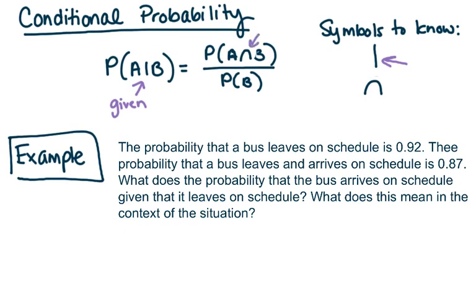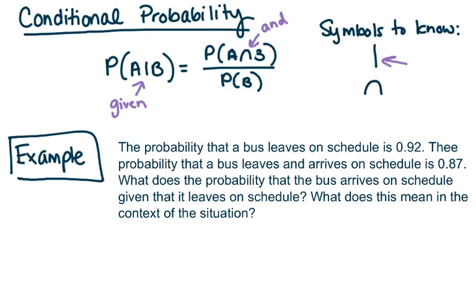There's this upside down U symbol, and that means and. So this is saying that the probability of A given B is going to equal the probability of A and B over the probability of B.